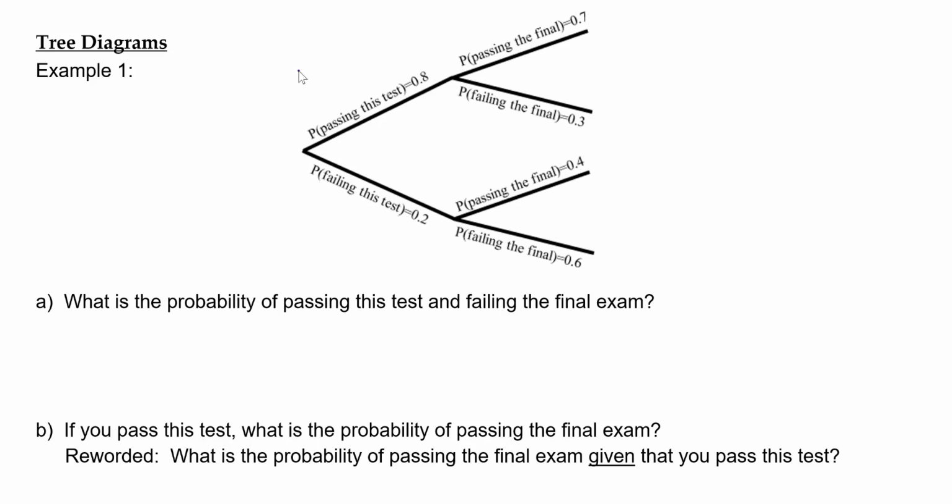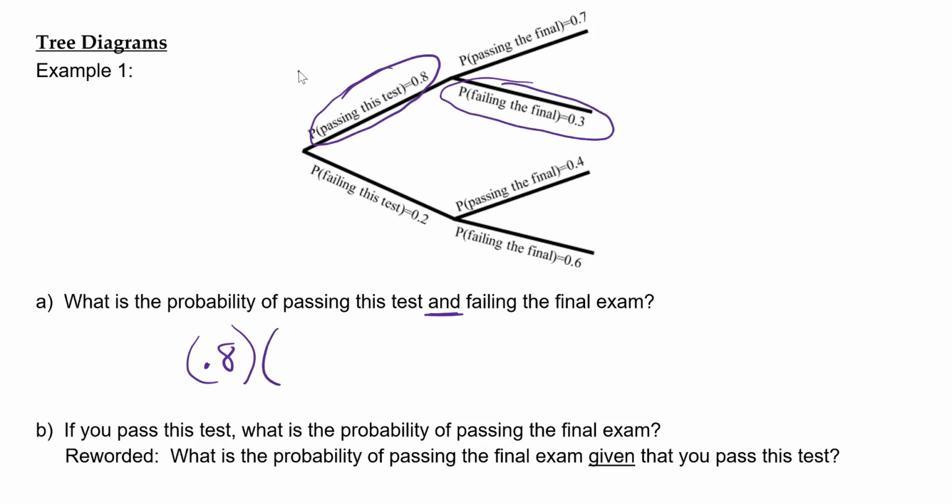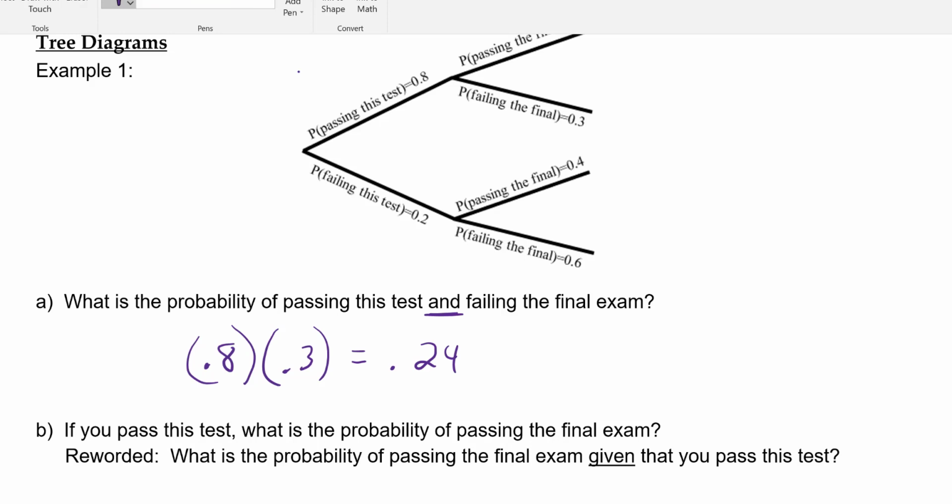So if I said, for the first question, what is the probability of passing this test and failing the final? So both have to be true. So that's why I have this nice little and here. So let's go. If you pass the test, there's pass the test. So it's 0.8, and then and failing the final. So there's the probability of failing the final. So both times 0.3. So the answer to that one is 0.24. Okay? It's pretty easy. Get rid of the stuff on here, and then you have a fresh picture.